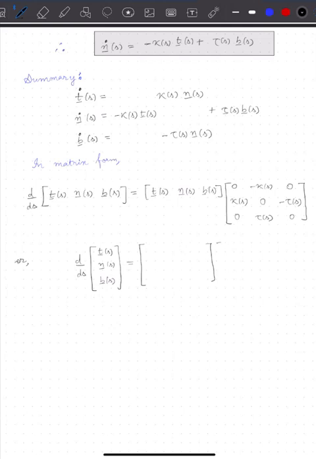So we'll have this set as well. T of s, n of s, b of s. So t of s, 0, kappa of s, then 0, n of s. So minus kappa of s, 0, and then tau of s. Likewise, for b, we have 0, minus tau of s, and then 0.